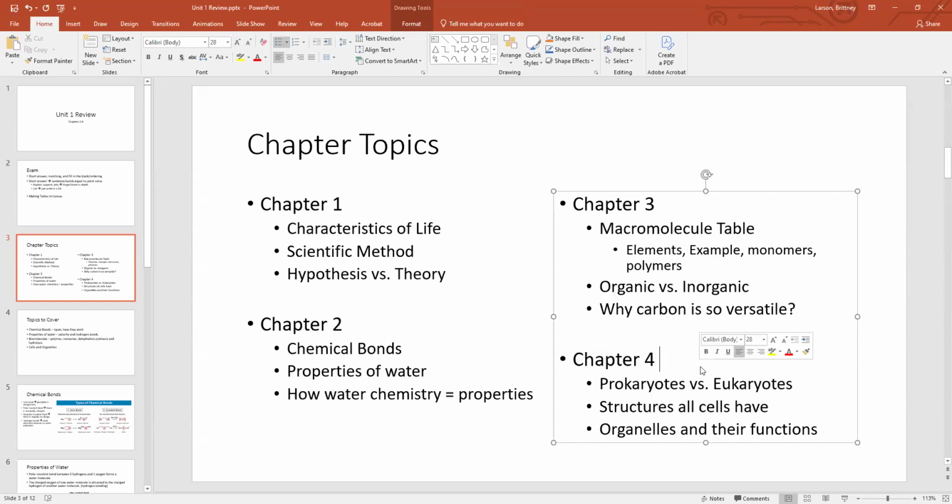And then with chapter four, what structures do all cells have and how is that related to evolution? Like, why do we see that as an evolutionary trait? And then you need to know the organelles and their functions. That is, again, going to be matching. I'm not going to give you a picture of a cell and be like, hey, label these. No, I'm not doing that. I have had way too many visually impaired students to do that, but matching is going to be a thing that you'll see on that. So if you can match the organelles to their functions, you should be good.